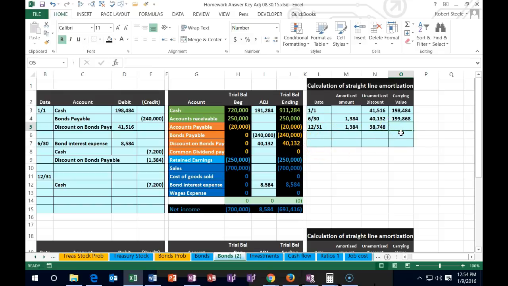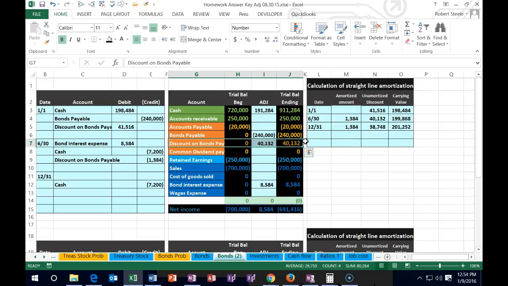Therefore, the carrying amount will then be the face value of the bond, 240,000, minus the unamortized discount, 38,748, which will bring us down to 201,252. So that means that we're going to have to reduce the discount on the bond by this 1,384. This is a debit.